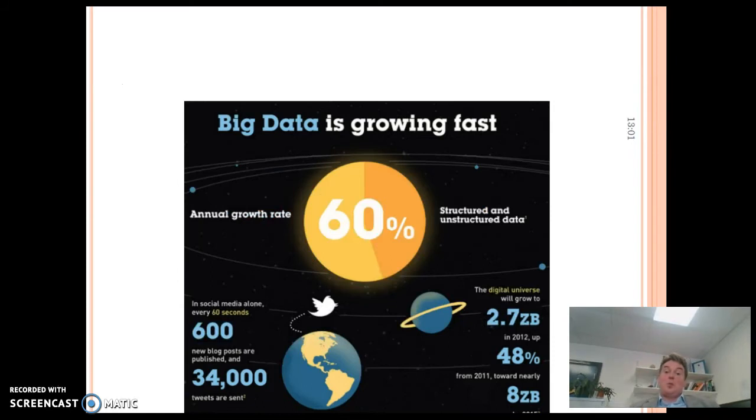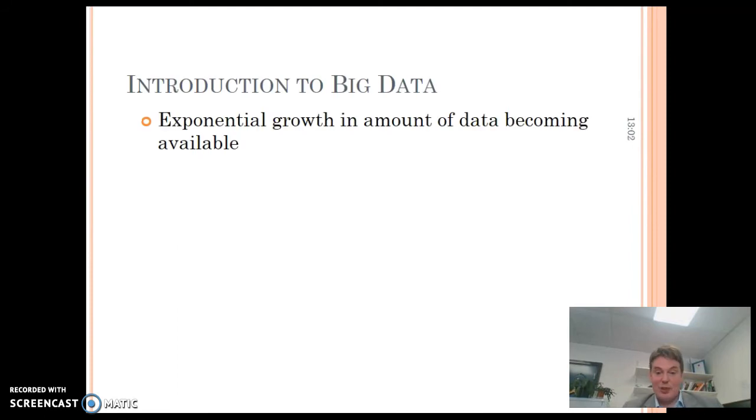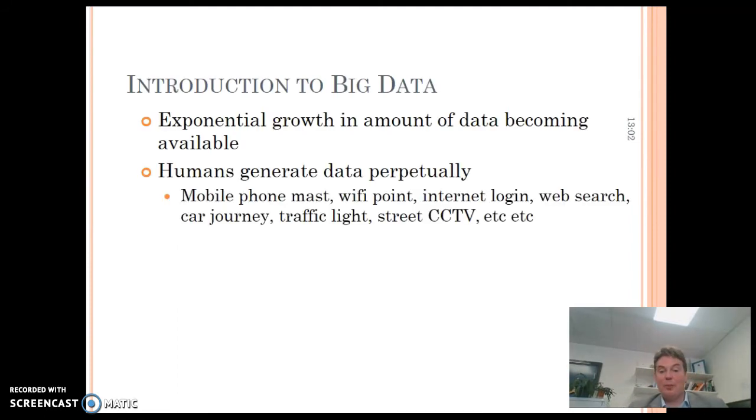So we're going to talk a little bit about big data now and explain what it is. It's fast growing, 60% per annum, which is massive. So social media, every minute there's 600 blog posts. I think it's now 60,000 tweets a minute. Zettabytes of data, going up huge amounts. It's kind of quadrupling over a couple of years. So it's exponential, bigger and bigger. So people are constantly generating data.